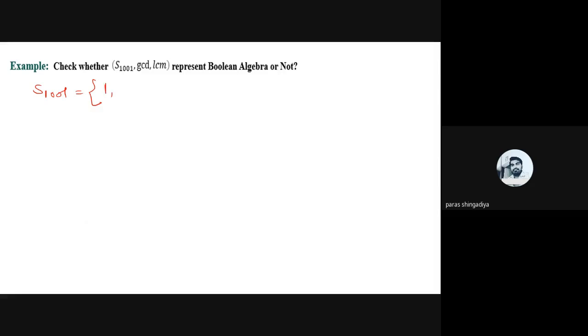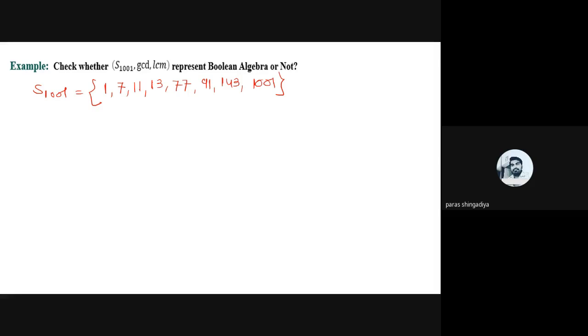First entry is 1, then 7. Okay, you just verify whether it is correct or not. Then 11, 13, 77, 91, 143, and 1001. Okay, 143 into 7 will be 1001, 91 into 11, and 13 into 77. Okay, these are the numbers we have. This is the set of divisors of 1001.